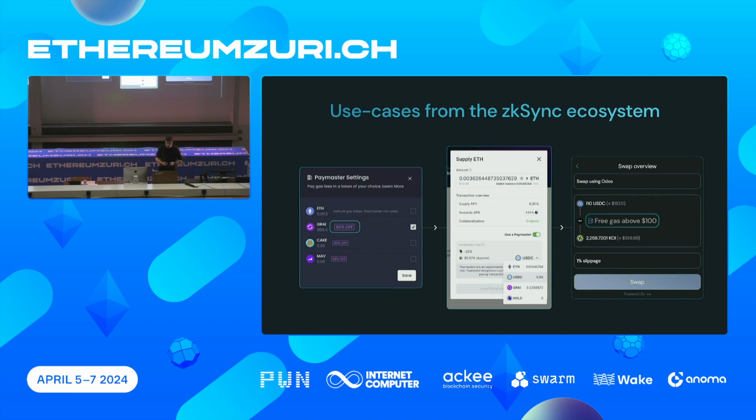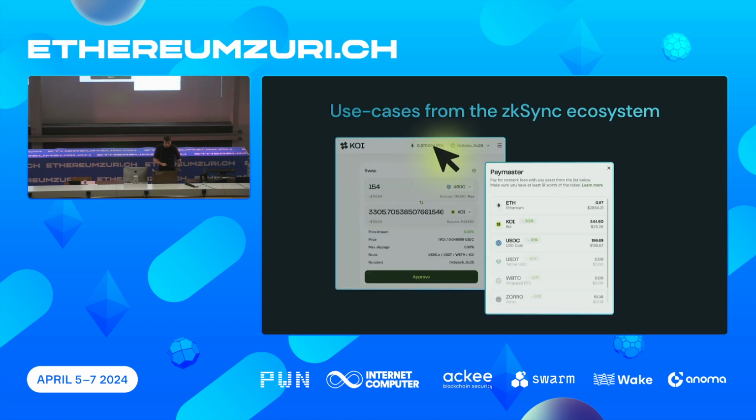And here, this is another use case where basically, this is a project that came up to us and said, look, if a certain user buys above $100 of my token, basically, you can fully sponsor gas for that transaction. So in this case, the gas is completely free for a user buying over $100 of this token. So these are different ways of how it's implemented in the UI.